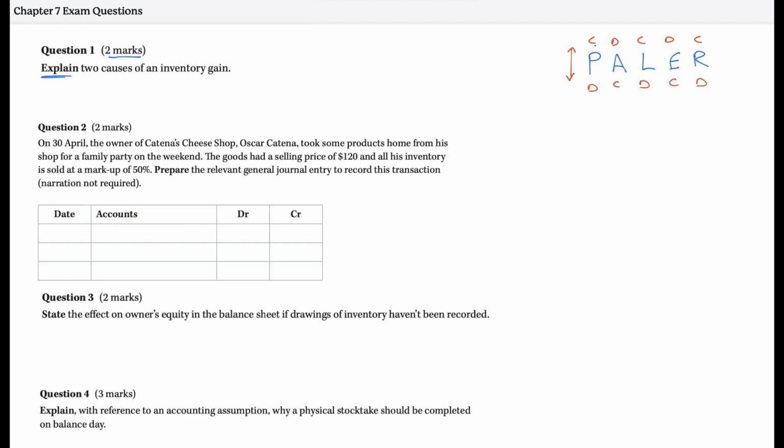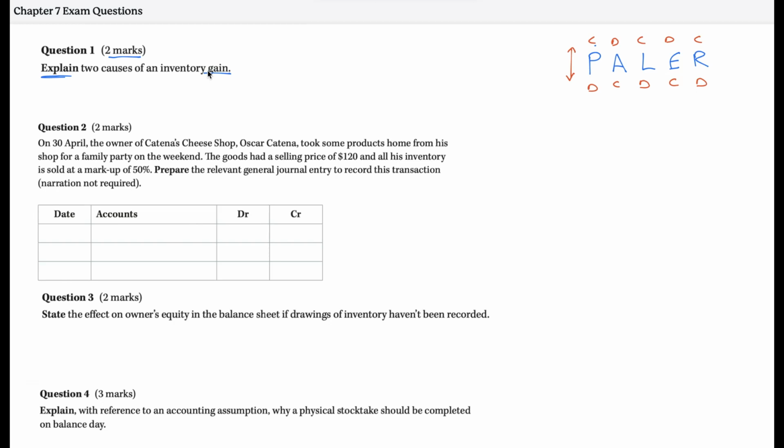gain. Now, an inventory gain, of course, we don't need to explain that. We don't need to define that. But we do know that that is when we do our inventory count or stock take, we have found more than what we expected. Now, there are a number of reasons why we could have an inventory gain.